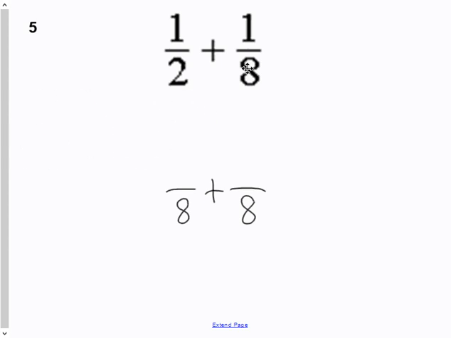Our next step is to make what we call equivalent fractions. So 1/8 doesn't have to be changed into anything. It's already 1/8, so we're going to keep it as 1/8. But the second fraction, this 1/2, I have to make into an equivalent fraction out of 8. So I'm going to say 1/2 is equal to what over 8?